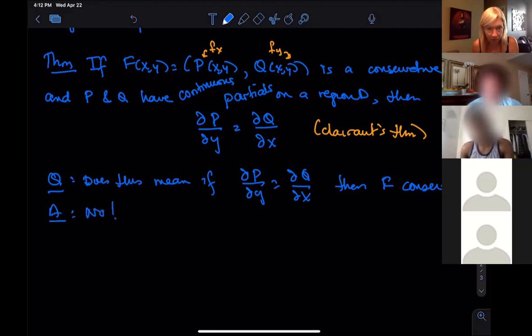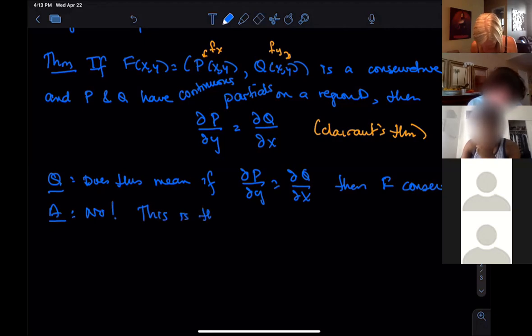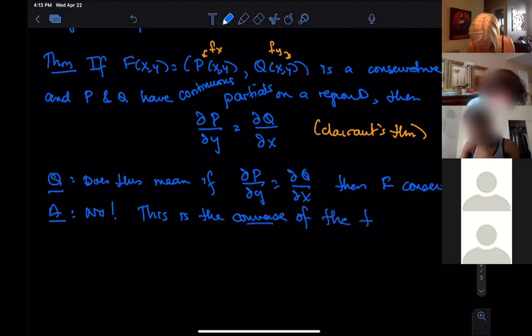This is called the converse of the theorem, and it's not necessarily true. The converse, making the if B then A out of an if A then B, doesn't have to be true just because the original statement is true.